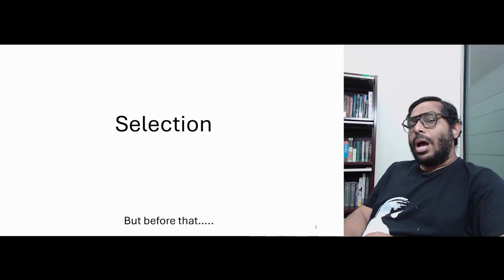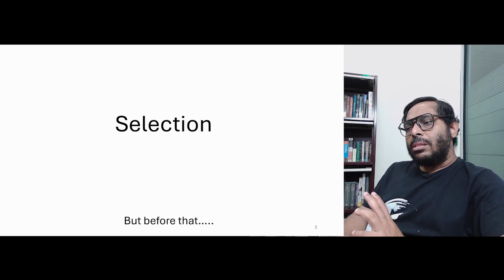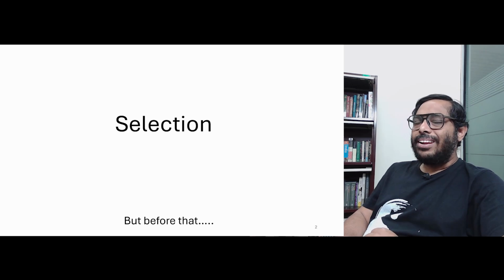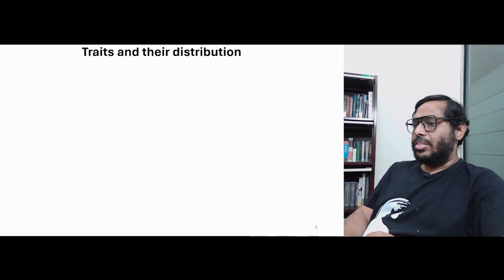So last week we looked at variation, how it is generated, and how mutation acts as a weak evolutionary force. This week we are going to look at perhaps the most important and definitely the most well studied evolutionary force, which is selection. However, before we talk about that, we need to think about one term which we have used already, but haven't really defined properly, and that term is trait and its distribution.